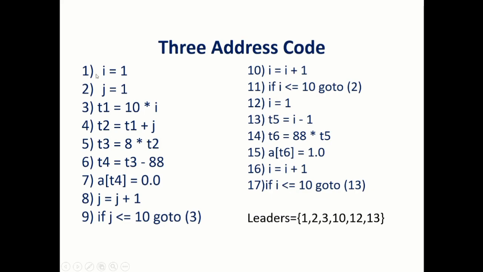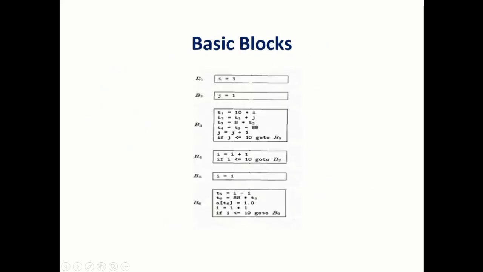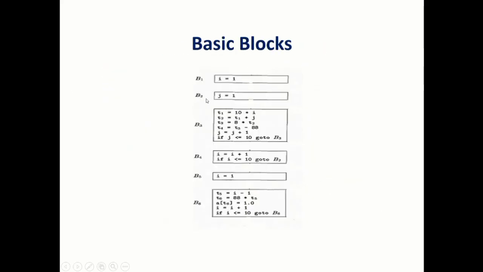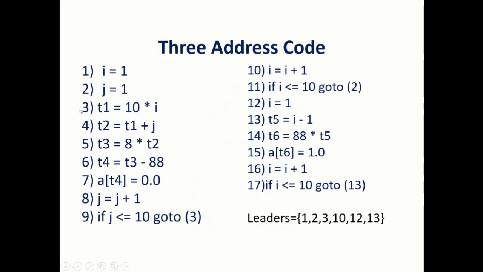The line number 1, I equal to 1, is a leader. So the first basic block is I equal to 1. The next leader is the second line, j equal to 1. That is the second basic block, j equal to 1. Next, line number 3 is a leader. Start from line number 3 and go until just before the next leader, that is line number 10. It ends with a conditional jump: if j less than or equal to 10, go to 3.